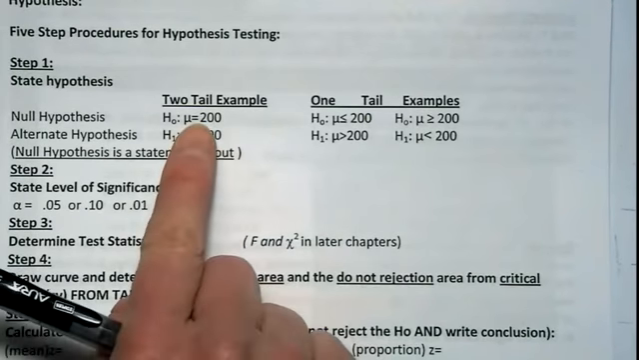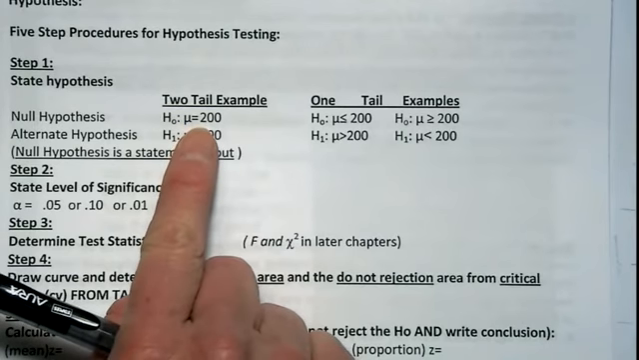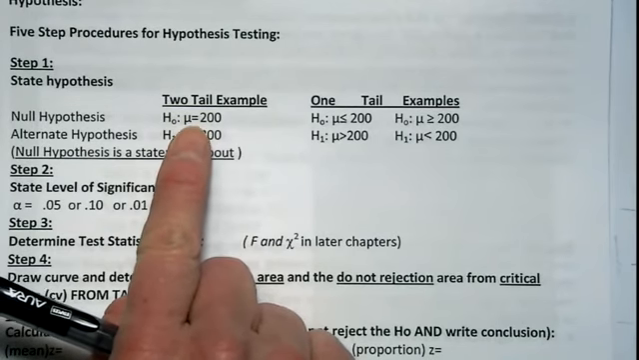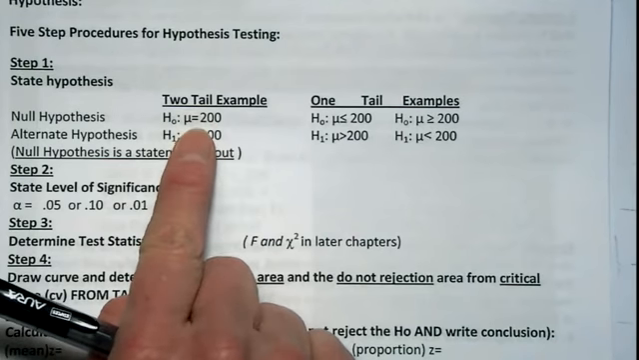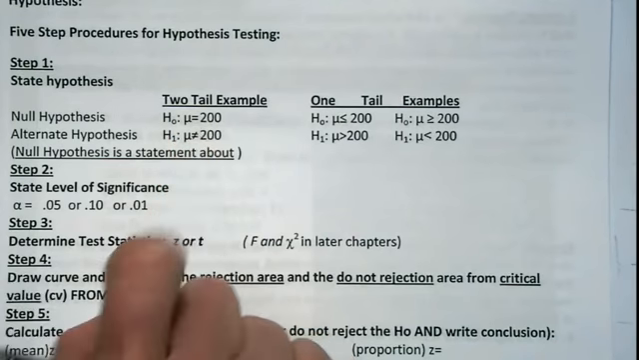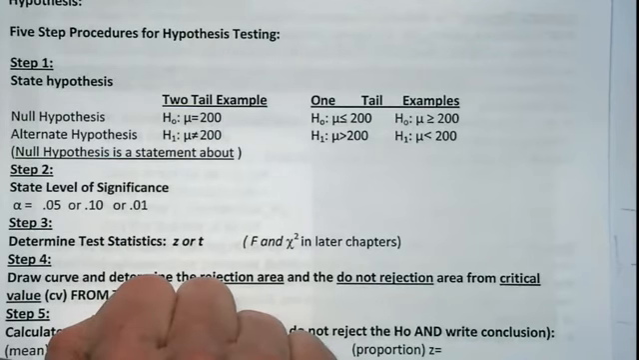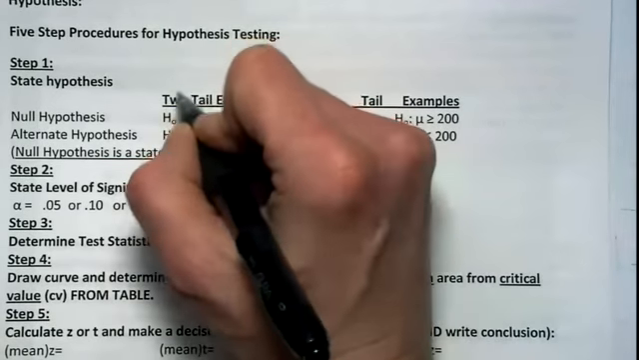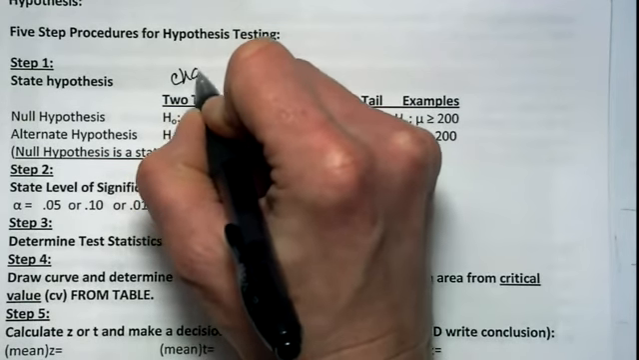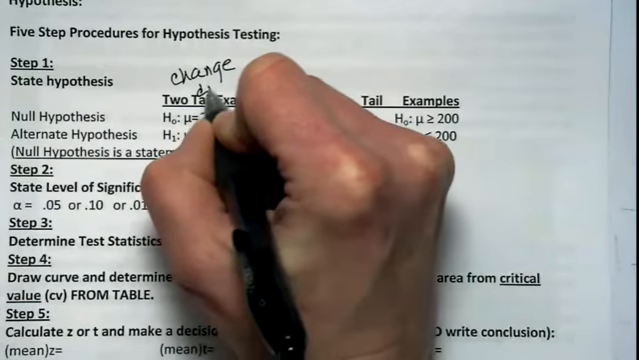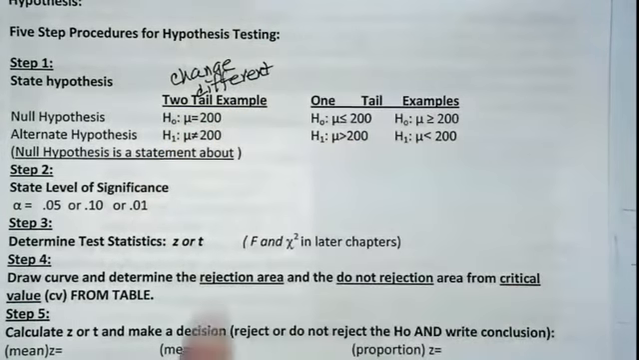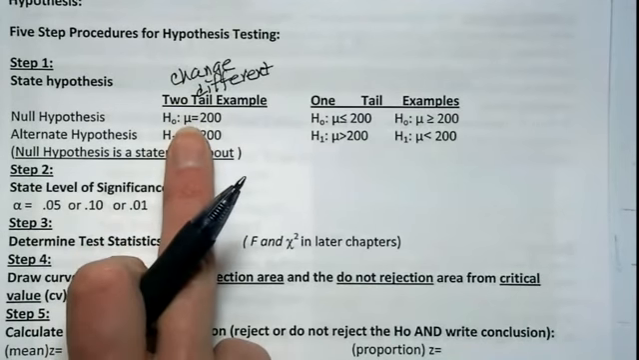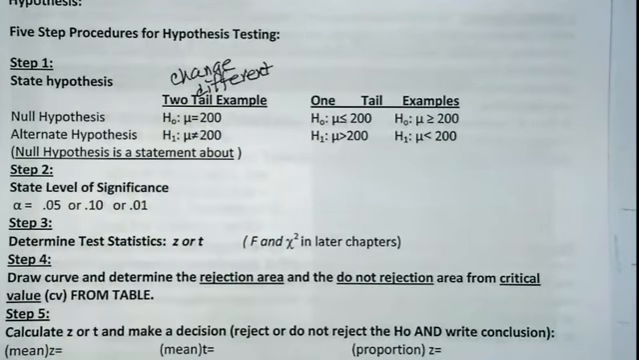However, if we use a word like different, or equal, or not equal, or change, we are going to use equal and not equal in our null and alternate hypothesis. So if we use keywords like change or different in our question, it's going to be equal and not equal. And by the way, that is a two-tail.